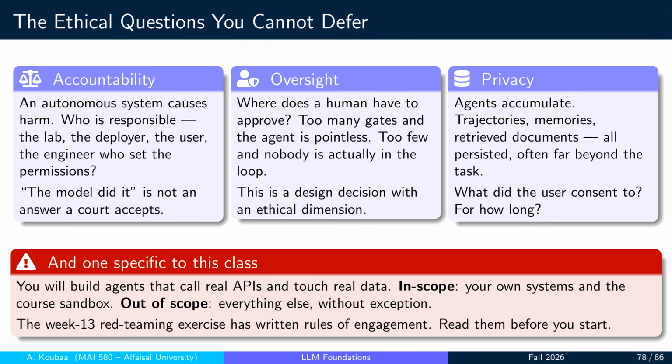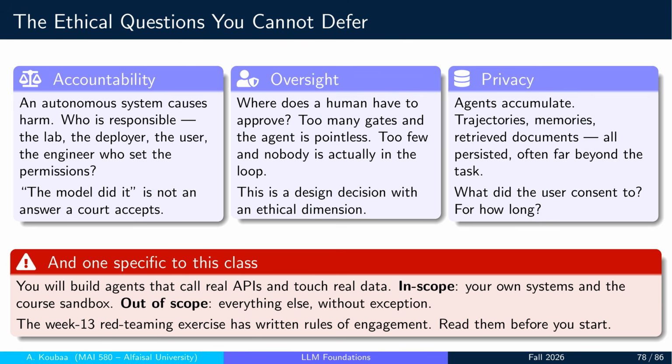Privacy. Agents accumulate. Trajectories, memories, retrieved documents, all persisted, often far beyond the task that created them. Ask what the user consented to and for how long. Most agent memory systems have no answer to the second half of that question.